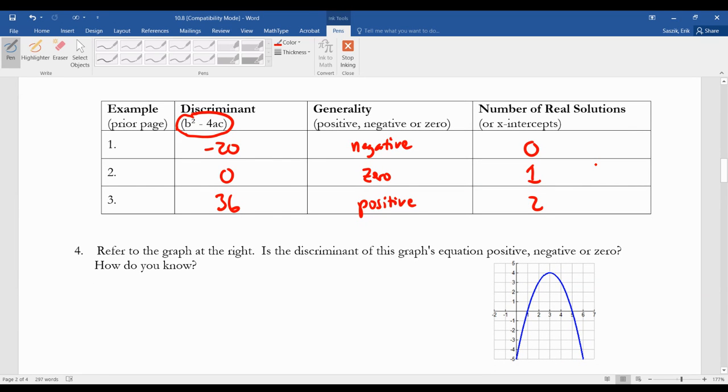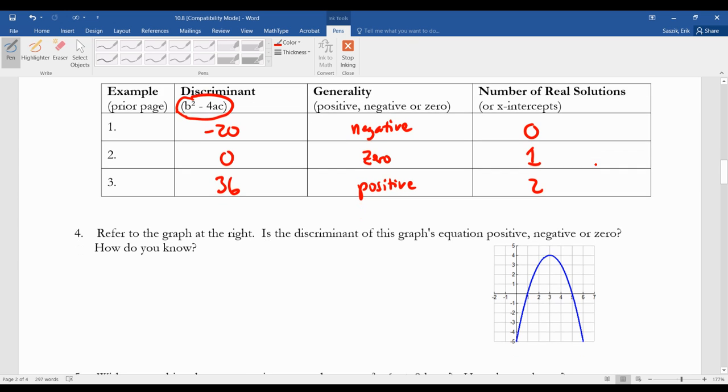Figure out what b squared minus 4ac is. If it's positive, 2 solutions. If it's negative, no solution. If it's 0, you get 1 answer. Okay?